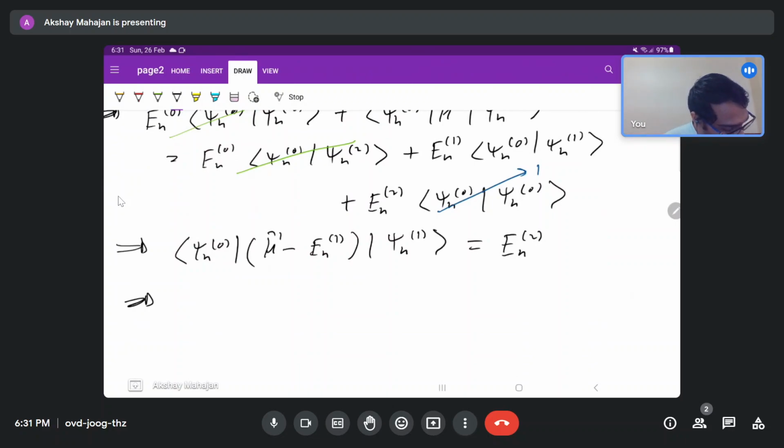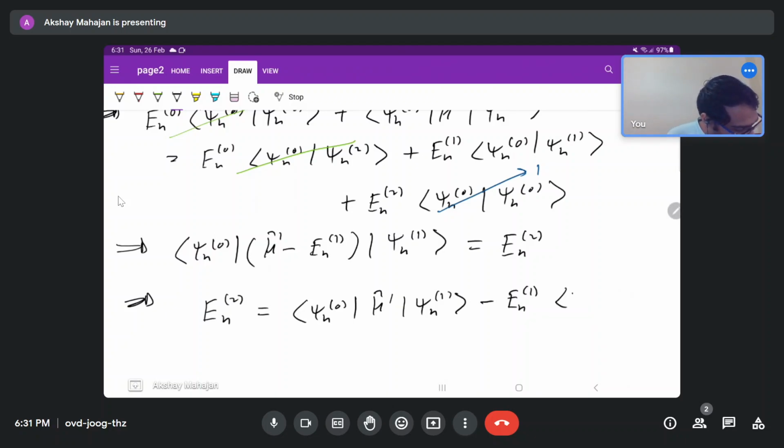So what we are getting is our second order energy correction is just coming as psi n of the 0th order, H cap prime, this is our perturbation, on psi n of the first order correction. Okay, and we have E n of the first order correction, psi n of the 0th order correction, psi n of the first order correction.